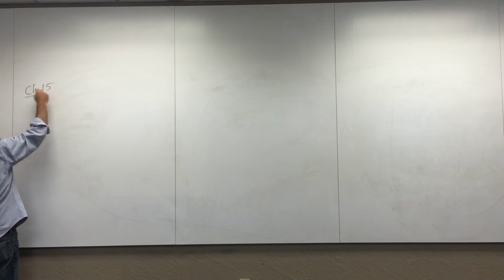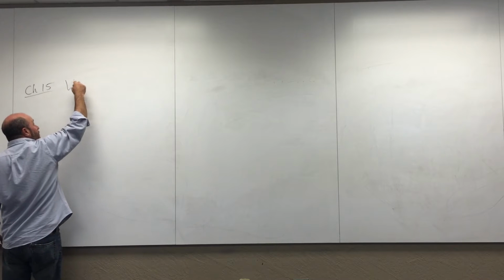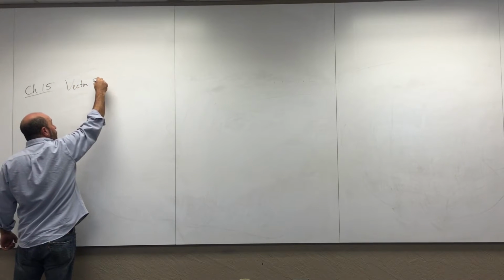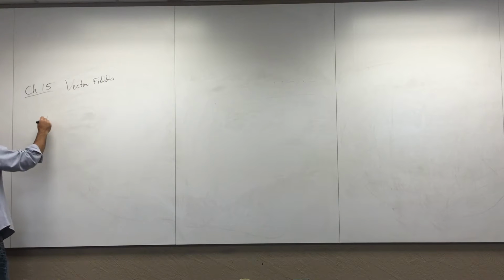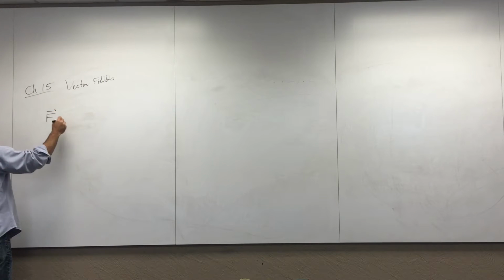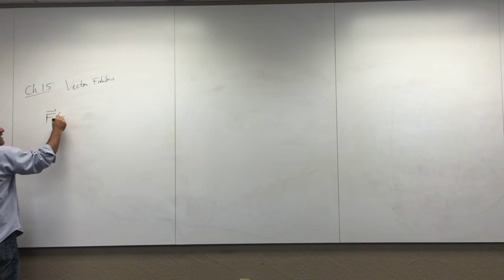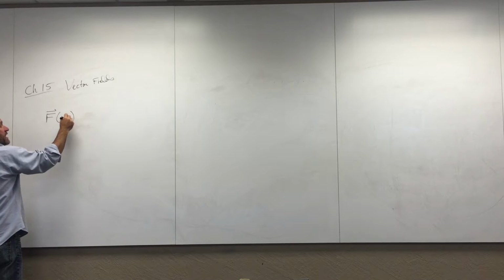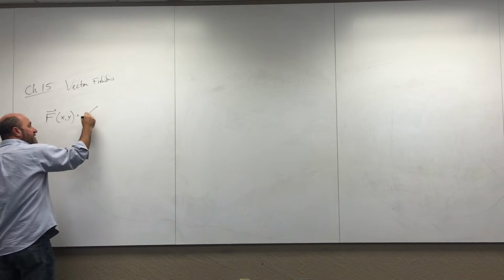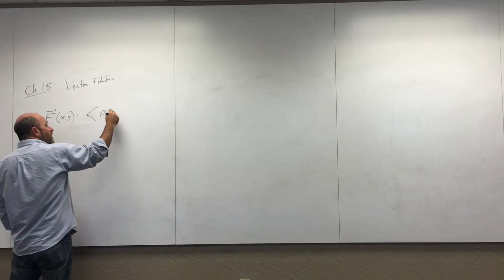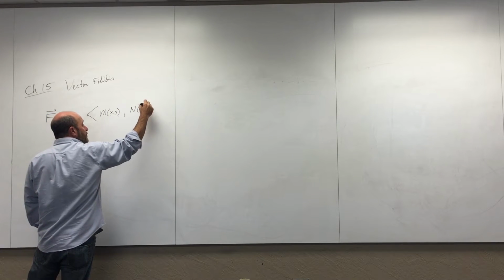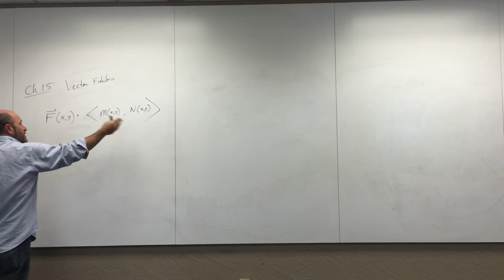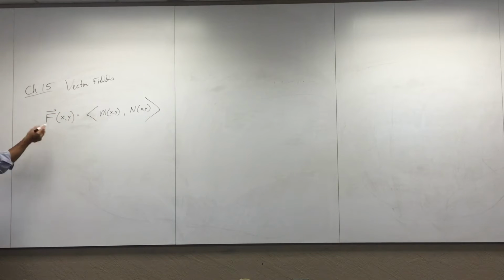Chapter 15 is about vector fields. So let's see what we can do with this. It starts in 15.1, where we'll start with a vector field of x's and y's. It'll look like this: M function of x's and y's, comma, N function of x's and y's. This is a 2D vector field, a two-dimensional vector field.